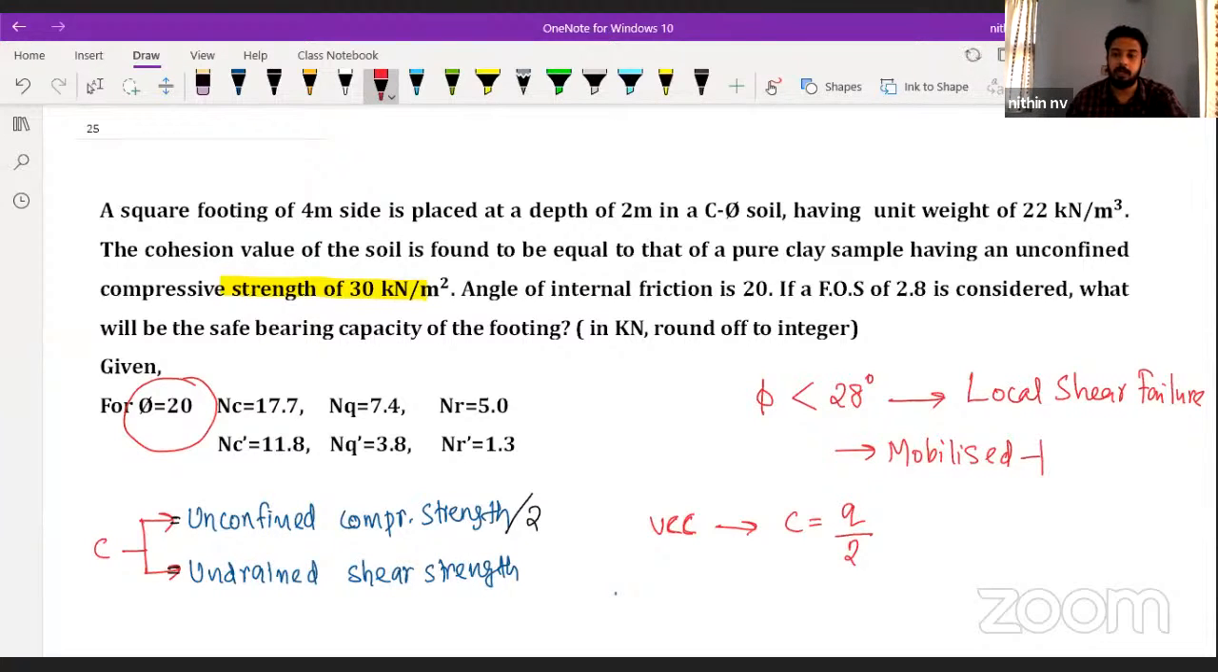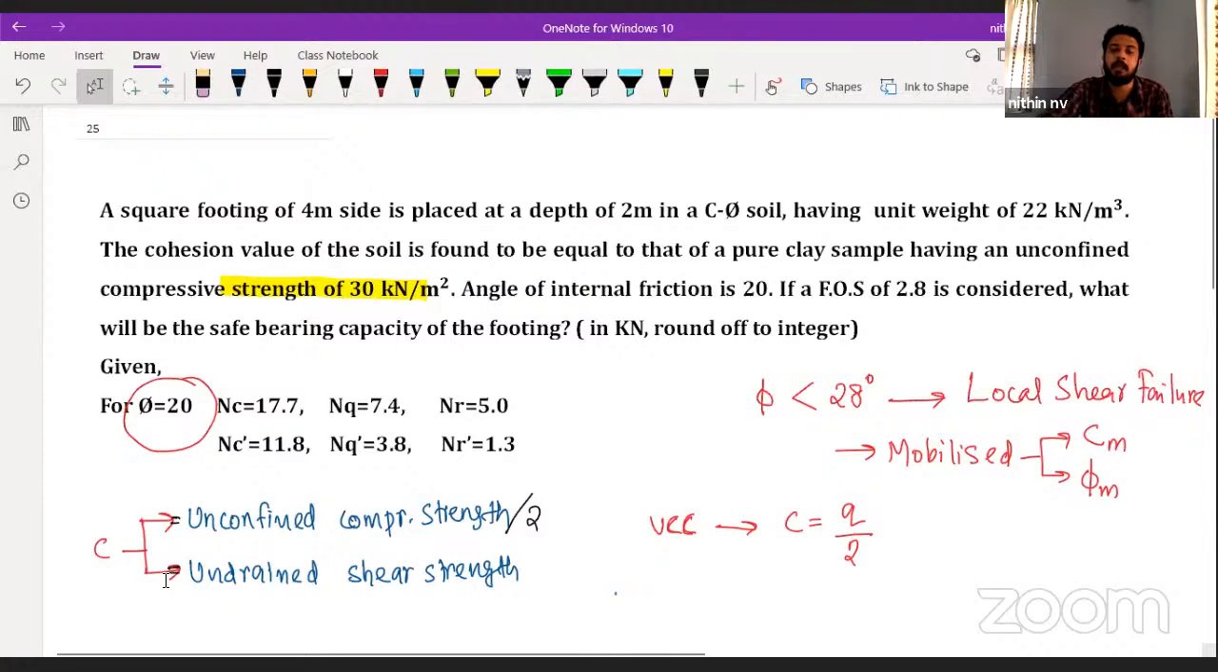What do you mean by mobilized value of shear strength parameters? We have to take C dash or Cm, or we have to take phi m or phi dash. What is the meaning of this? If the given value of phi is greater than 28, we can directly take C is equal to 30 by 2, which is nothing but 15, and whatever NC value they are giving correspondingly, we can take it.